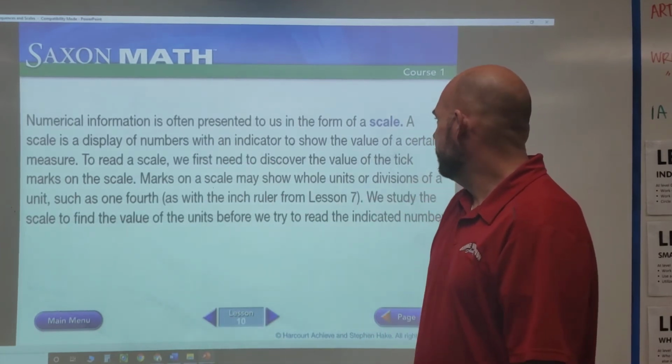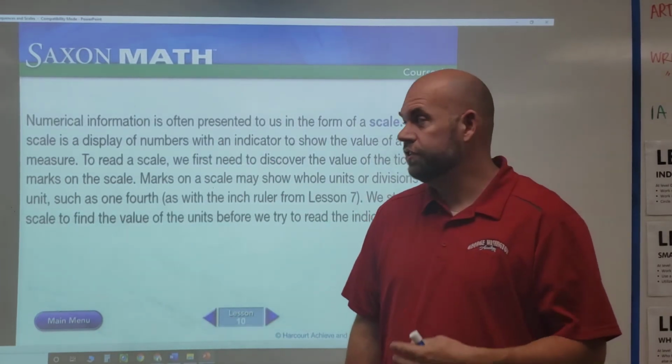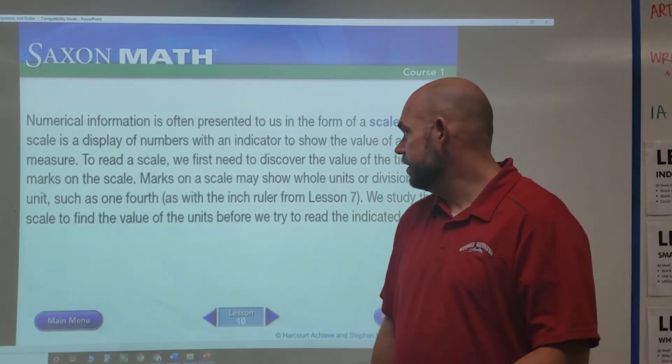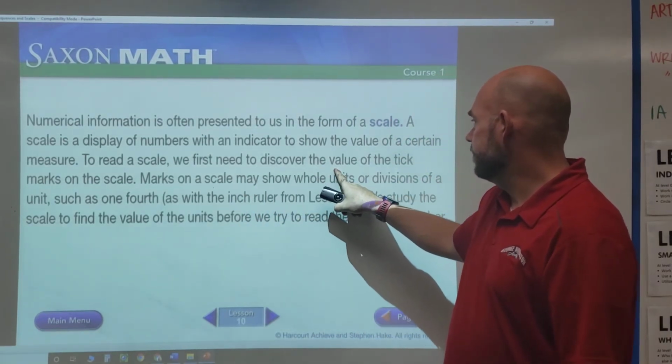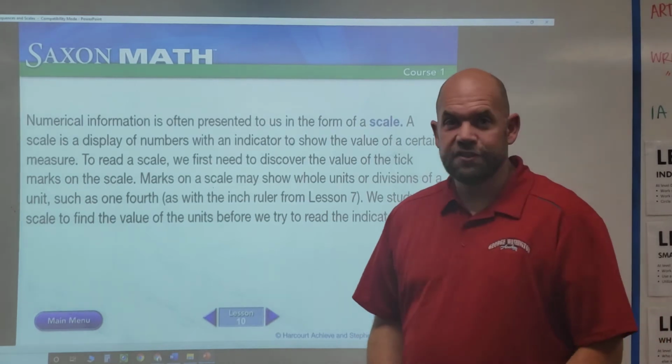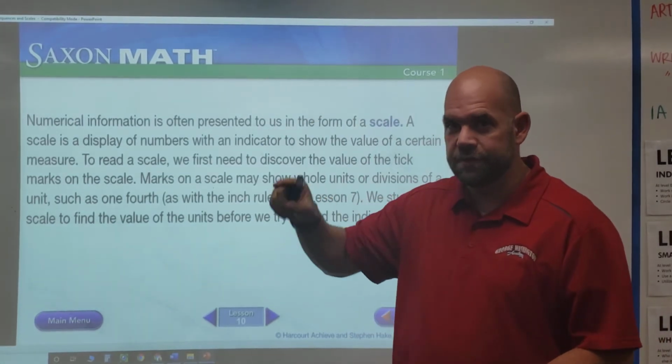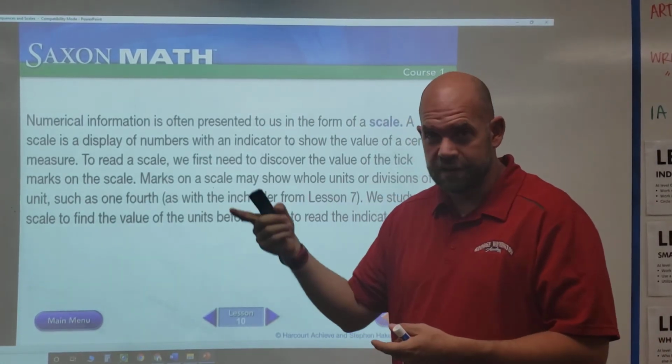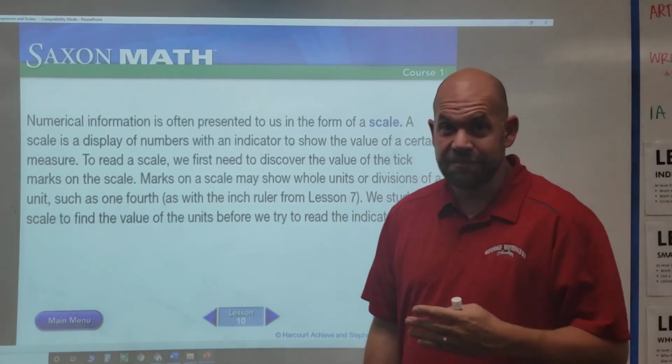Numerical information is presented in the form of a scale. We use different kinds of scale to display different kinds of things. To read a scale, we need to discover the value of the tick mark. And so like on a thermometer, you're going to see different tick marks. On a ruler, you're going to see different kinds of tick marks. So scales typically have tick marks.